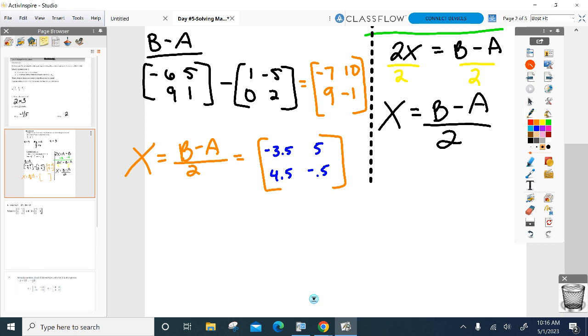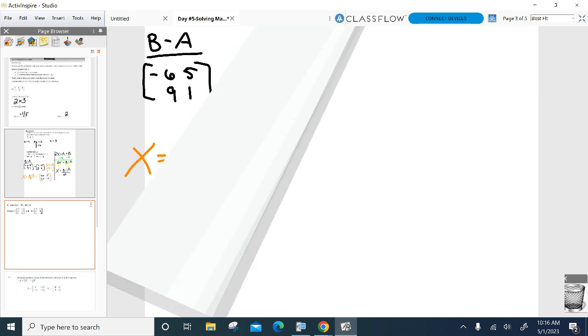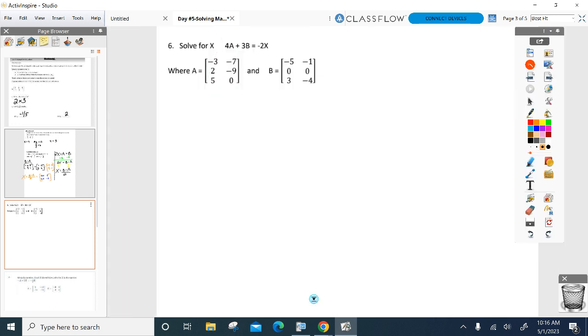So that's all we're doing. Solve the equation for x, then do the multiplying, adding, and subtracting. Questions here before we move on? There's not much else I can throw at you. All right, next up, solve this for matrix x.